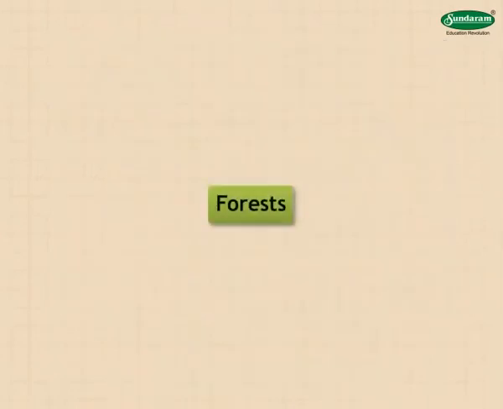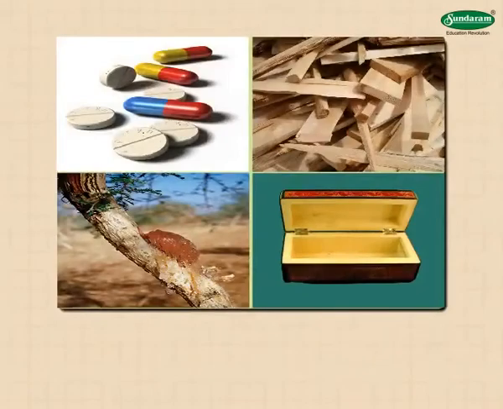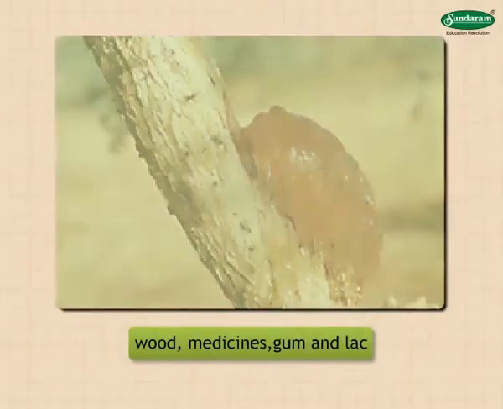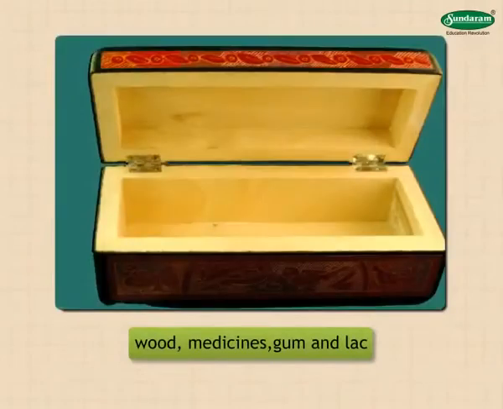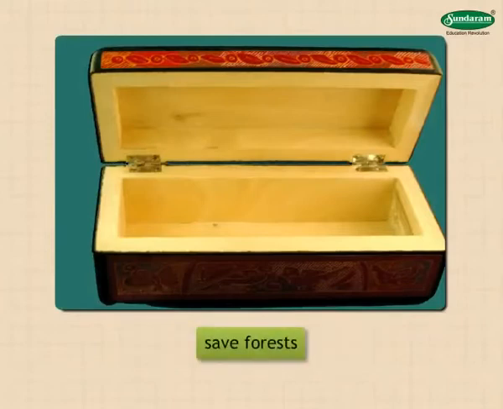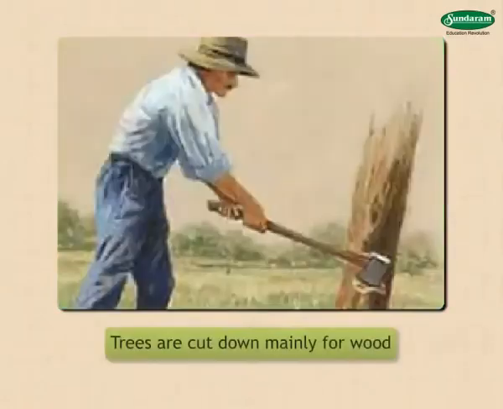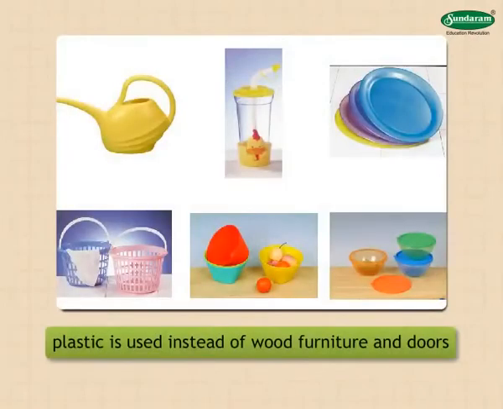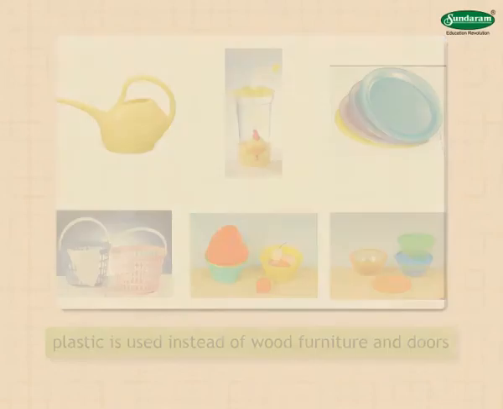Forests. You know that we get numerous useful things such as wood, medicines, gum, and lac from the forests. It is our duty to save forests from being destroyed. Trees are cut down mainly for wood. Hence, we must find alternatives for wood. Nowadays, plastic is used instead of wood to make furniture and doors.